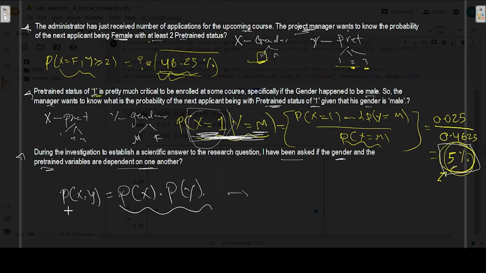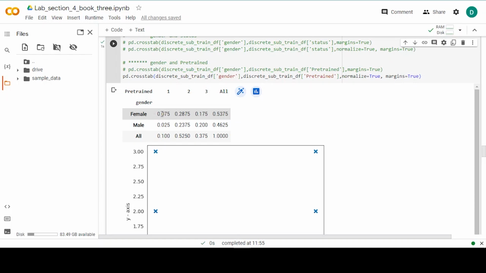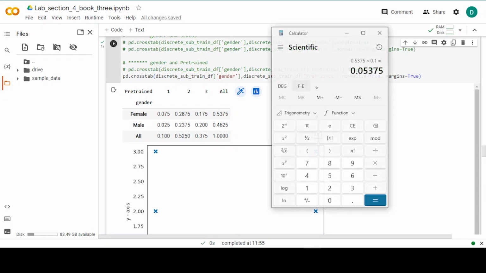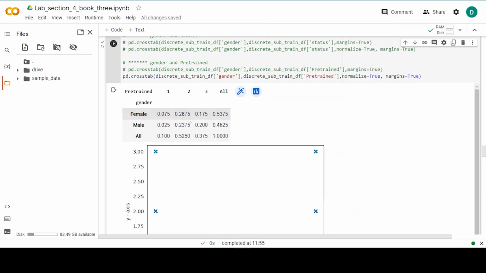Another way to verify that: if this number here were equal to the probability of female multiplied by the probability of pre-trained 1, which is 0.0537, it is different from this number. So we can conclude that gender and pre-trained are dependent. There is a relationship between them.